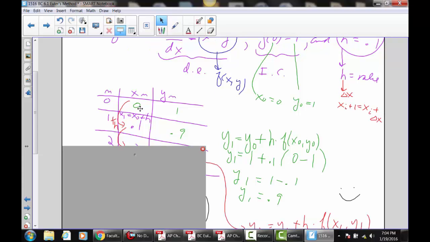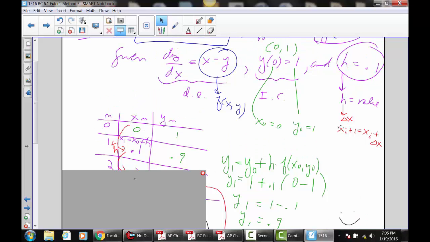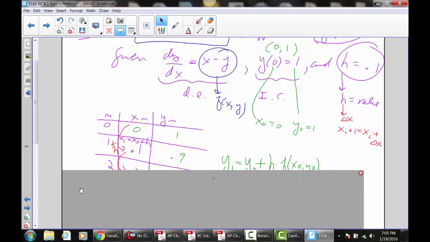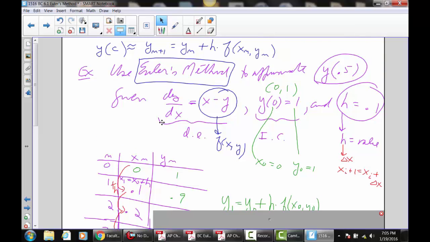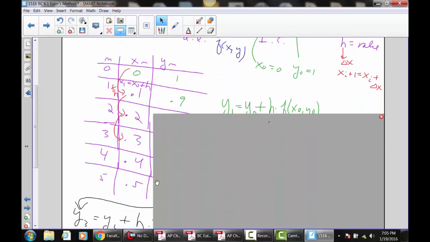Now, as far as the x column, remember what we're doing is our h is 0.1. That's our delta x value. So as far as our x column, that's pretty straightforward. We're starting at 0, and we're just going to add 0.1 every time. And you're going to do that until you get to 0.5, because that's what you want. The answer right here is the answer we're looking for. Okay, so that was y1.